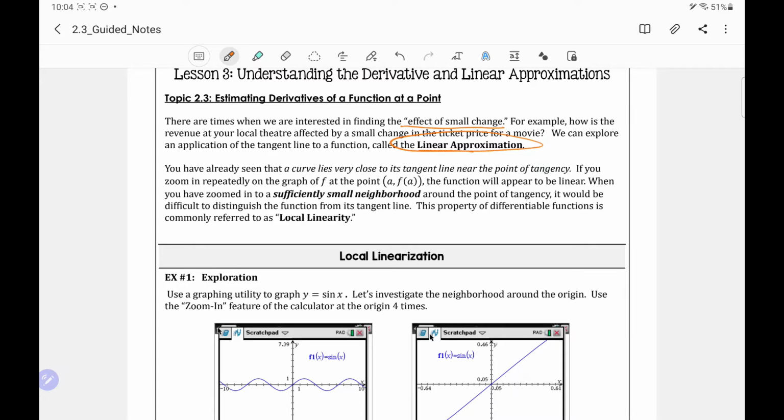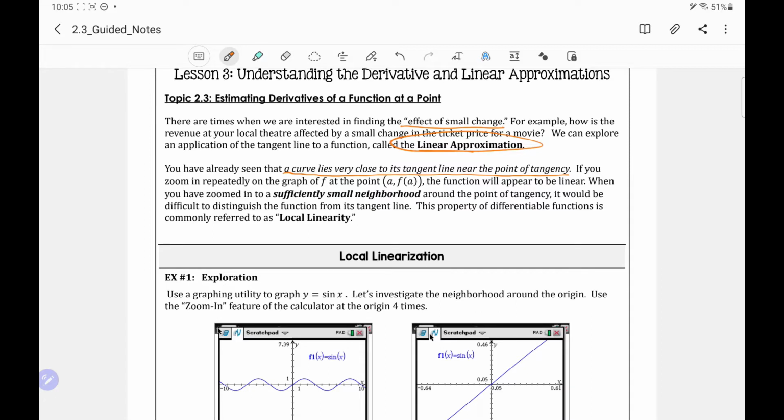You have already seen that a curve lies very close to its tangent line near the point of tangency. So this is what we've already talked about, that the slope of the curve is pretty close to the exact same as the slope of the tangent line near the point of tangency.